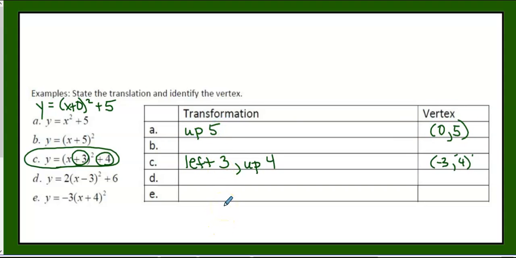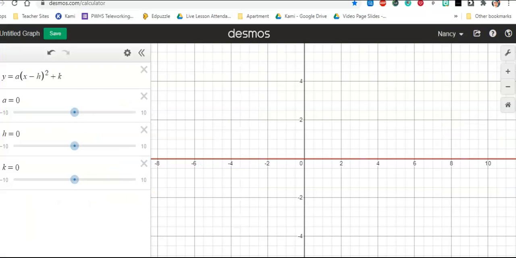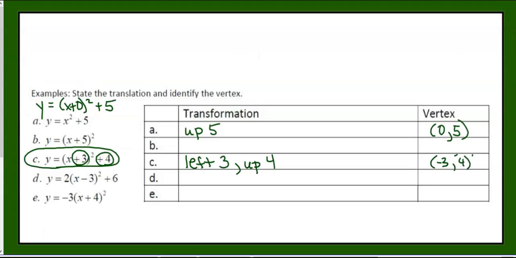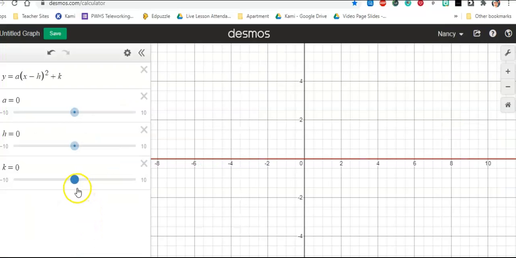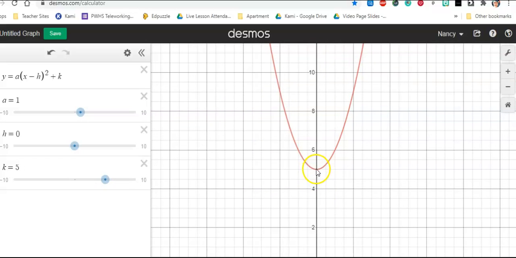So let's go back over to Desmos real quick. And so on that last one, my vertex was at 0, 5. All right, and K was 5. Oh, let me make A 1 again. A's got to be 1. So my A was 1, K was 5. And so you can see that's exactly what happened. It moved up 5 places. It didn't move left or right at all, but it moved up 5.